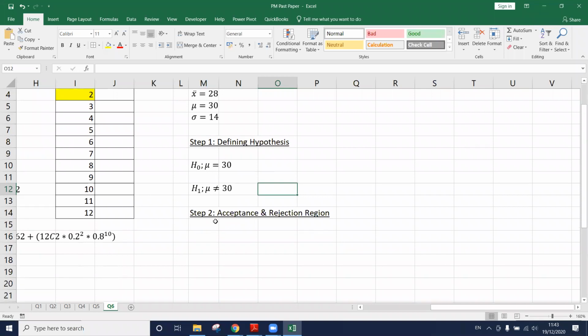And as step number two, we need to mark the acceptance and rejection regions. Right.